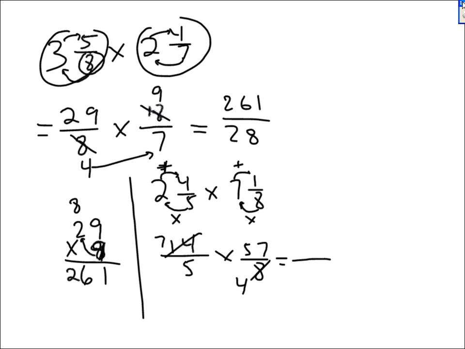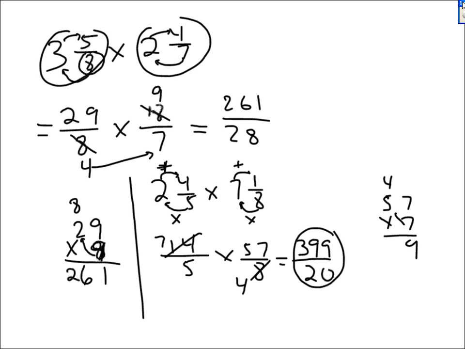In the bottom is 5 times 4. In the top is 7 times 57, which is 350 and 49. 399. And there's the answer. The problem's done. And if you need to go over to the side to do that calculation, fine. 35 and 4 is 39. 399 over 20.